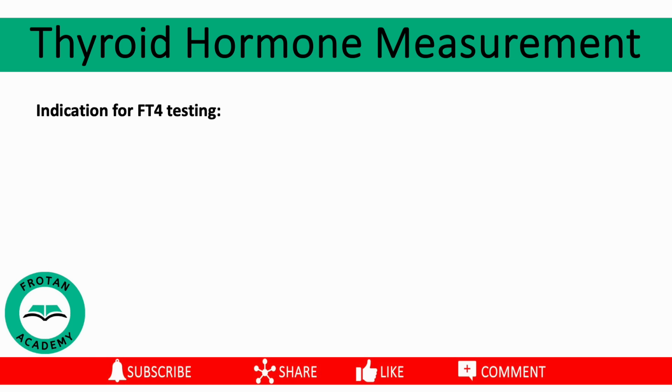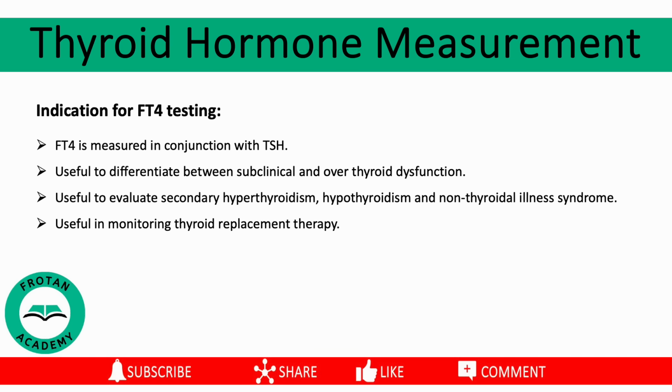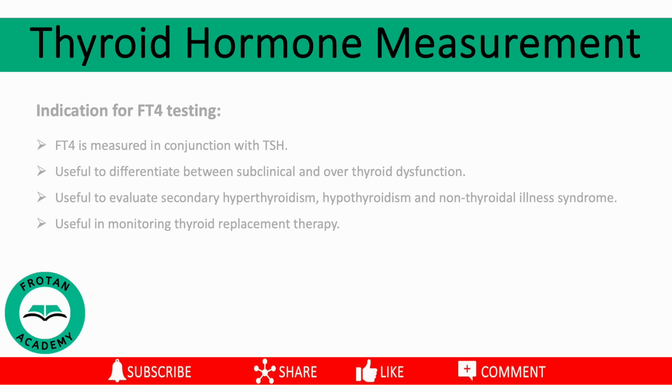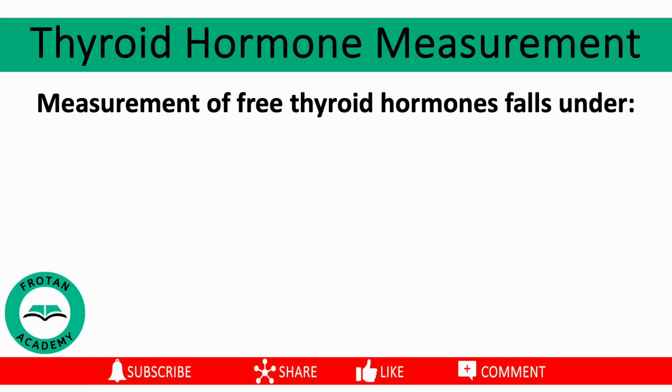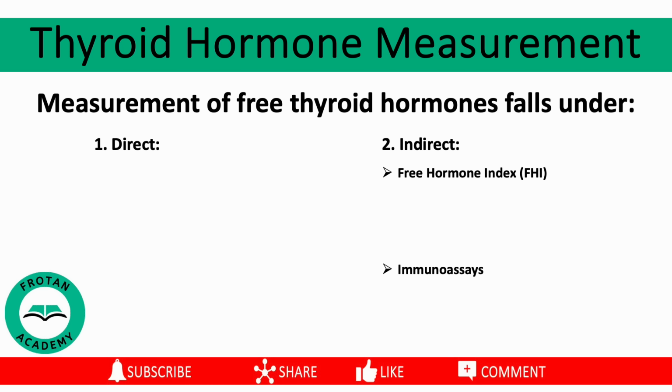Whilst TSH is a superior and sensitive screening test for thyroid dysfunction, measurement of FT4 in conjunction with TSH is useful to differentiate between subclinical and overt thyroid dysfunction, to evaluate secondary hyperthyroidism and hypothyroidism, non-thyroidal illness syndrome, and in patients who have been treated for thyroid dysfunction. Measurement of free thyroid hormones falls under two categories: direct, which involves separation of free from protein-bound hormones, and indirect, by either calculating a free hormone index or using immunoassay techniques to estimate free hormone concentration.